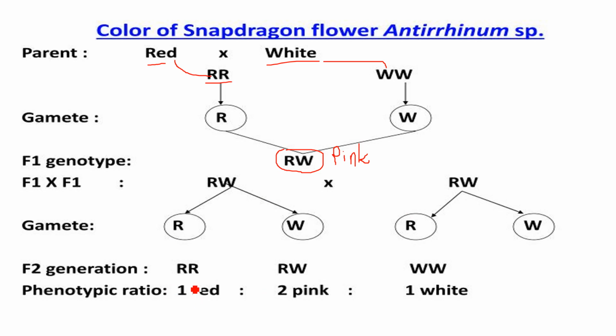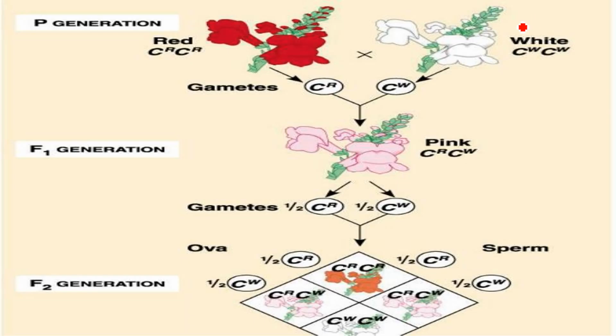So we get one red, two pink and one white. Similarly, the phenotypic ratio is 1:2:1, similar to the genotypic ratio 1:2:1. Both the ratios are identical. See here. This is the P generation, the parent generation, red color. This is the white color. These release gametes R and W.